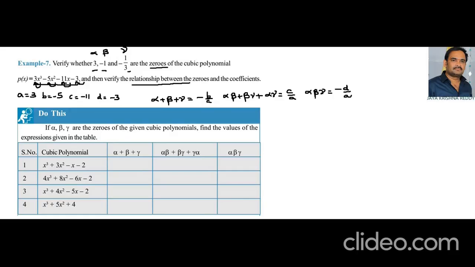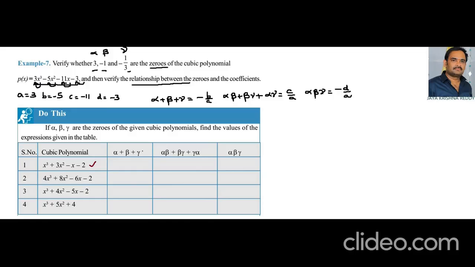And solve this problem also. So here cubic polynomials are given. For the first polynomial x cube plus 3x square minus x minus 2, you have to find the value of alpha plus beta plus gamma.